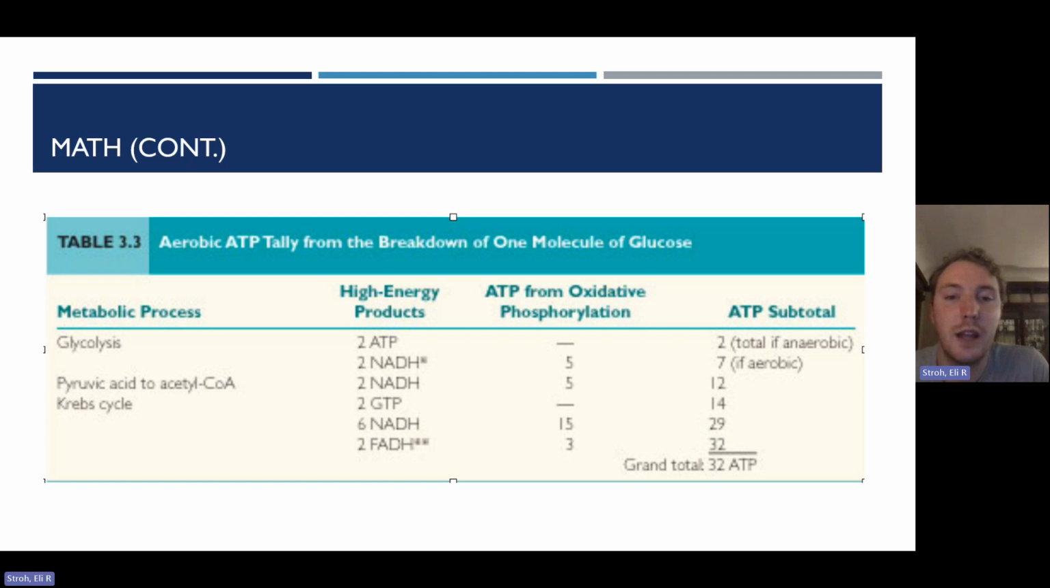GTP was something that I didn't mention, but is a byproduct of succinyl synthase, helping ATP being created. 6 NADH to get us a nice 15 ATP being created. And lastly, 3 ATP from 2 FADH is being formed, which brings us to the grand total of 32 ATP.